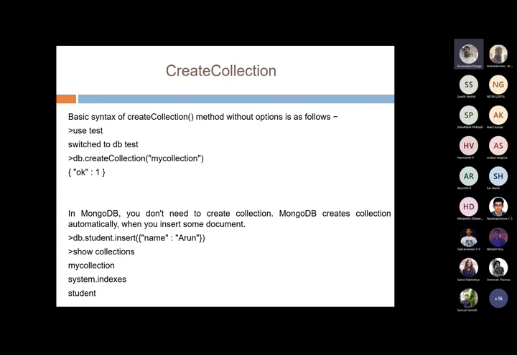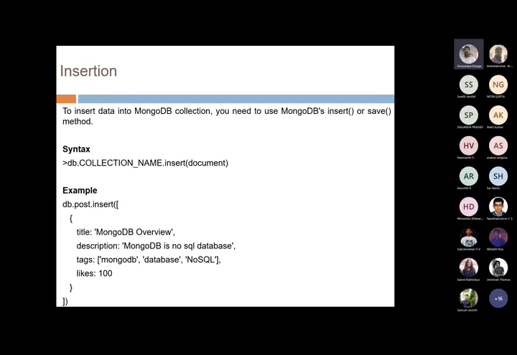So you are going to insert a key value pair into the collection student. Once you give the command show collections, it will display the names of the collections. So student is a collection that contains the information name Arun. So it contains a key value pair.